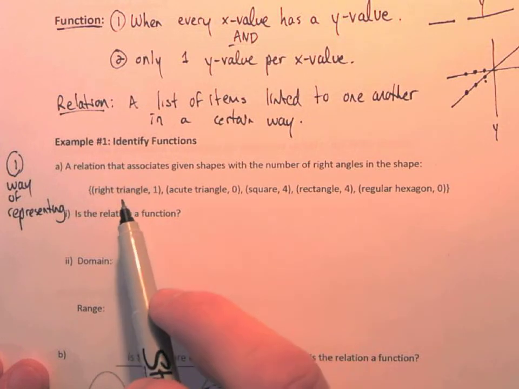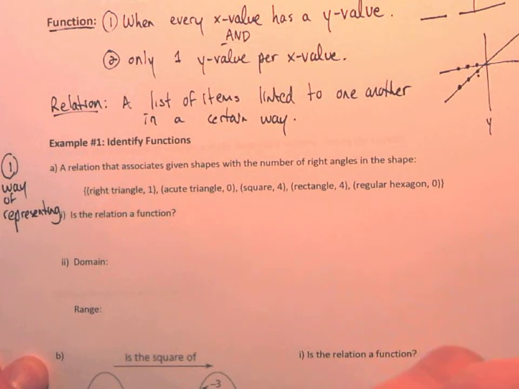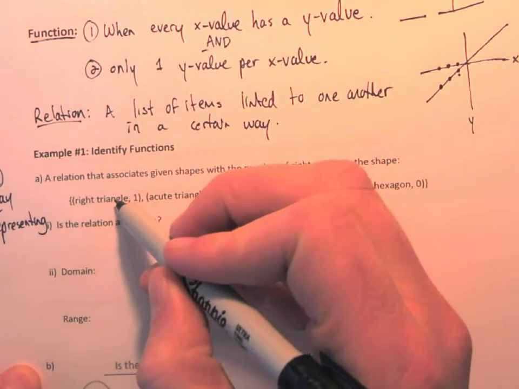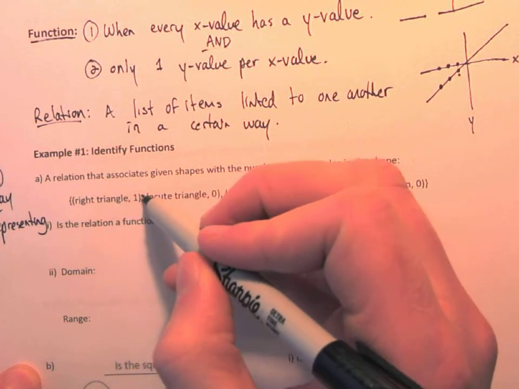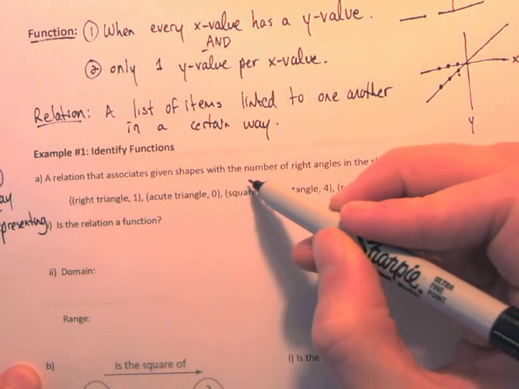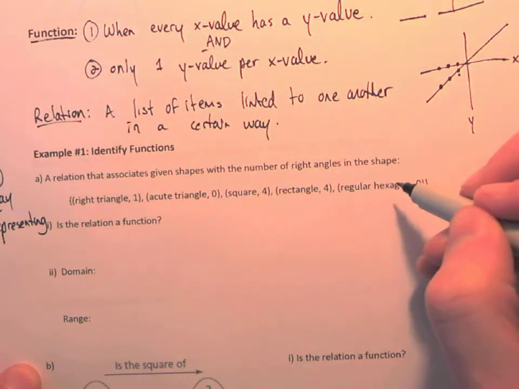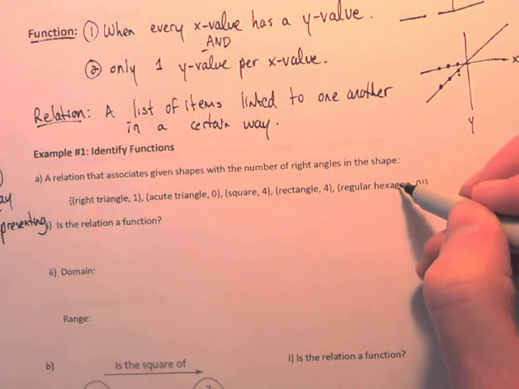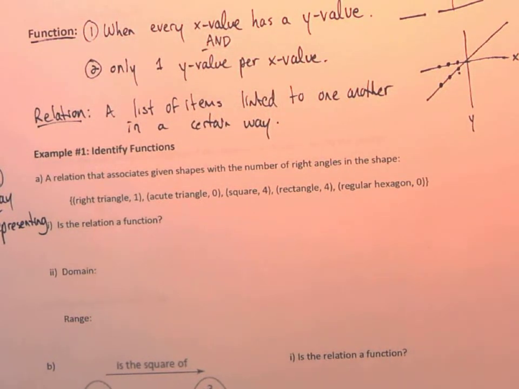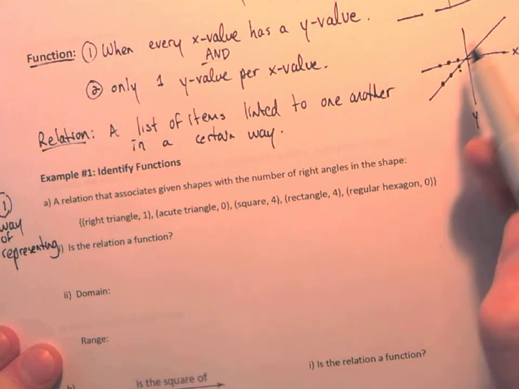So you know a right triangle only has one right angle. That's what this number is saying. When you have this object, that's the answer. The answer for acute triangle is 0. The answer for square is 4 right angles. The answer for rectangle, 4. Regular hexagon, there's 0.